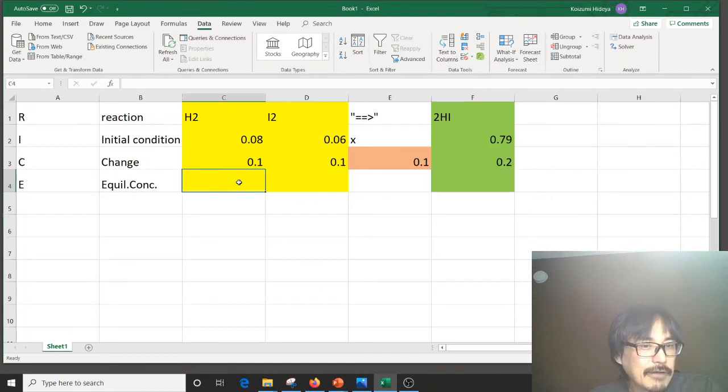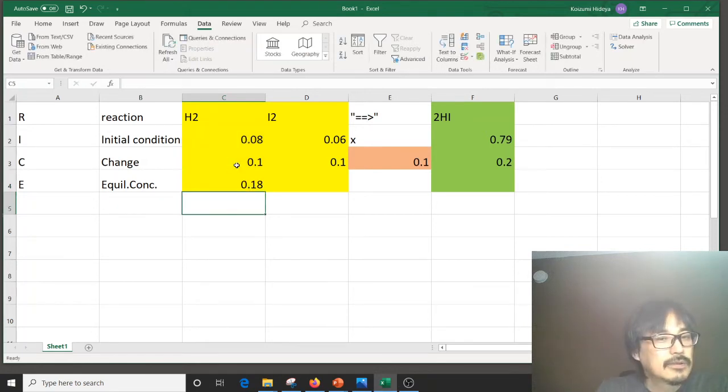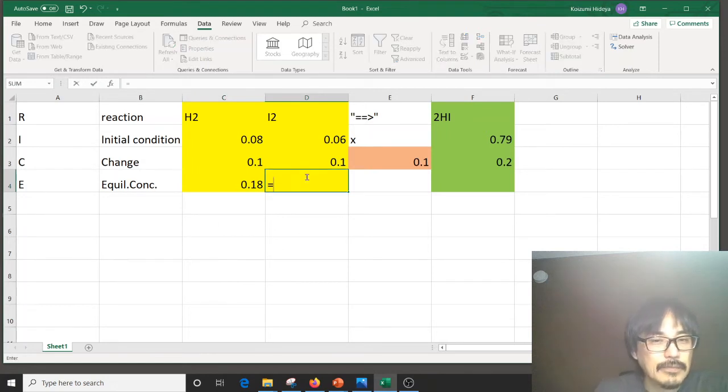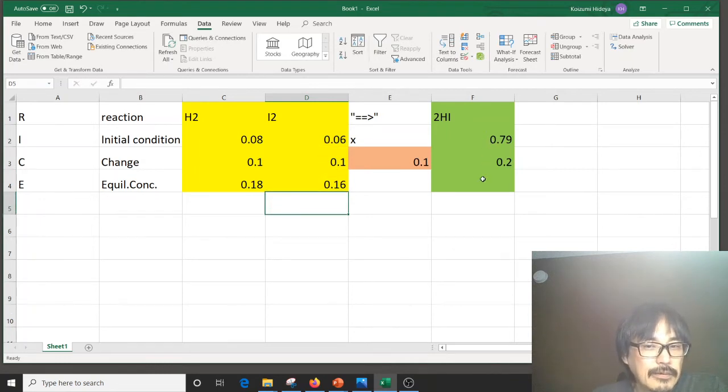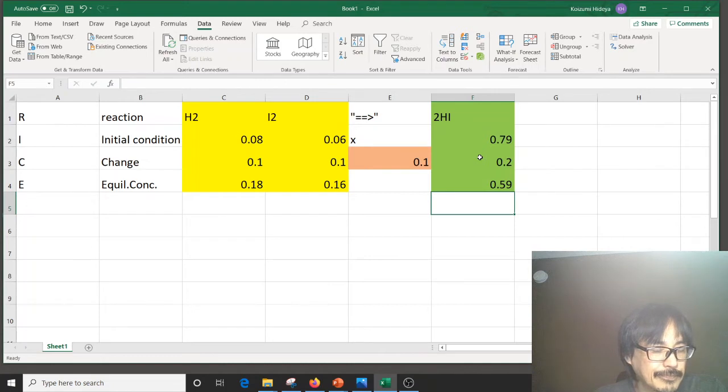Then what is the final concentration? This number is going to increase to that number, and then same goes here. This number is going to increase by that much, right? But for this one, you start out with this number, but it's going to decrease by that much. Alright. Up to this point, I hope everything makes sense.